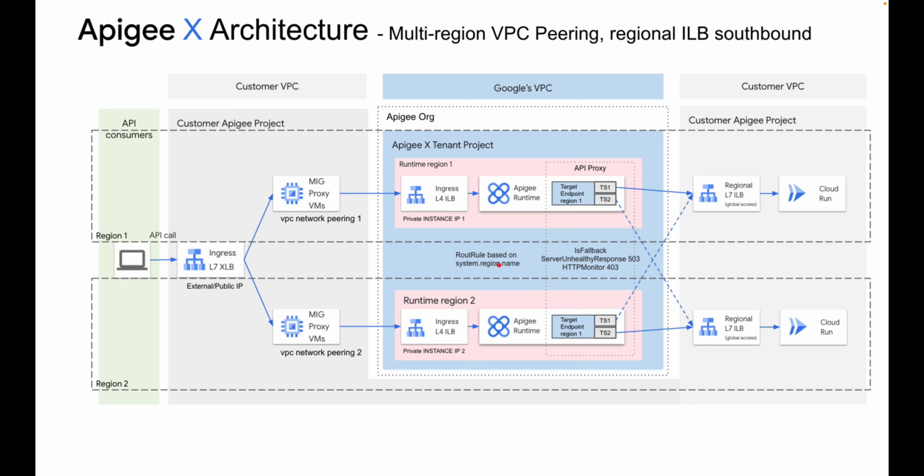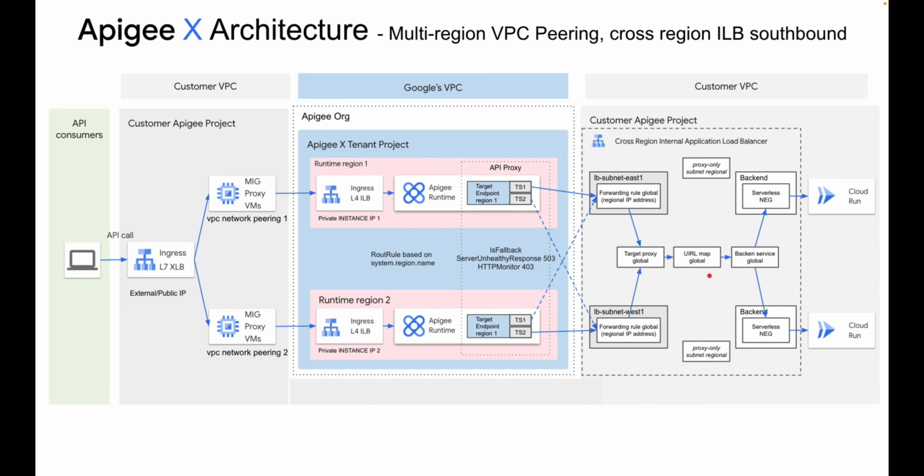Again, the same API proxy, the same configuration is deployed on the two regions here. So we need to use this specific context variable in order to route the traffic to target endpoint 1 or target endpoint 2 as described. Another type of internal application load balancer can be used, which is the cross-region internal application load balancer, which is very interesting because in this case, we are going to see here the detail of such a load balancer.